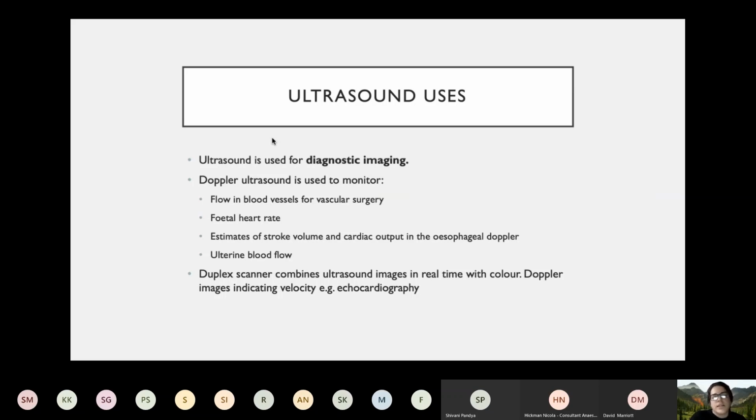It can be used for vascular access, can be used for diagnostic purposes, looking for blood clots and flow in blood vessels. It can also be used for cardiac output monitoring and esophageal Doppler. And it also has uses in obstetrics for uterine blood flow and also fetal heart rate, or like fetal cardiac diagnostic purposes for fetal cardiac conditions.